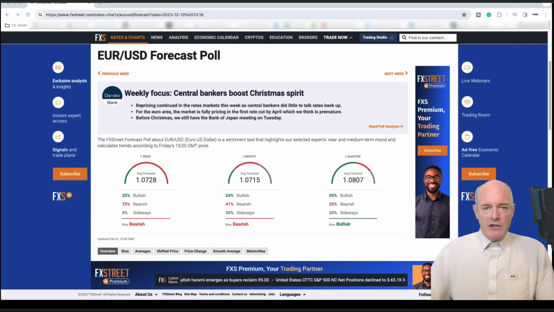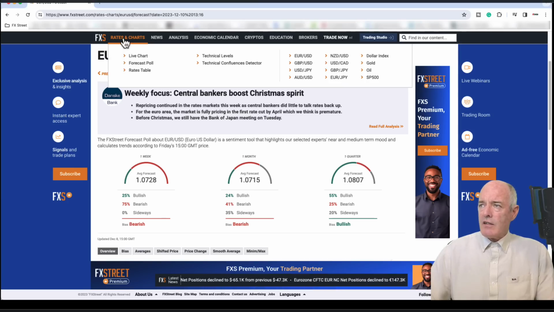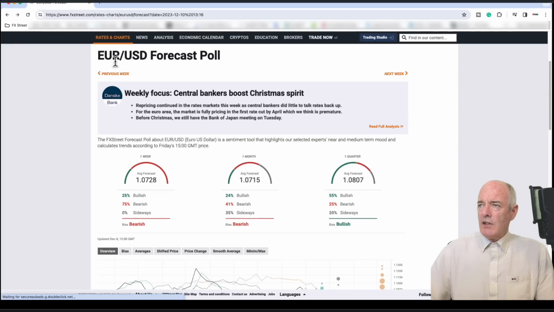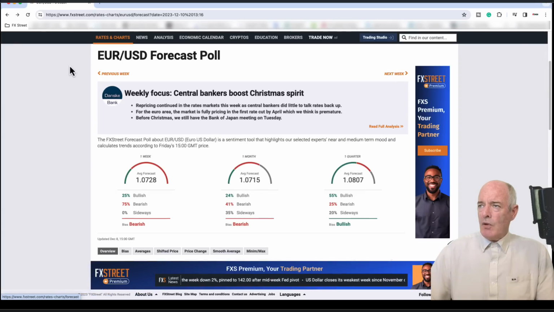Okay, let's jump right into the analysis. Let's take a look at the actual website where we're talking. It's fxstreet.com, and the way to find the forecasts, simply click on Rates and Charts and go to Forecast Poll. And like I say, there are 8 Forex pairs plus gold plus oil plus Bitcoin. So let's take a look at what exactly happens.